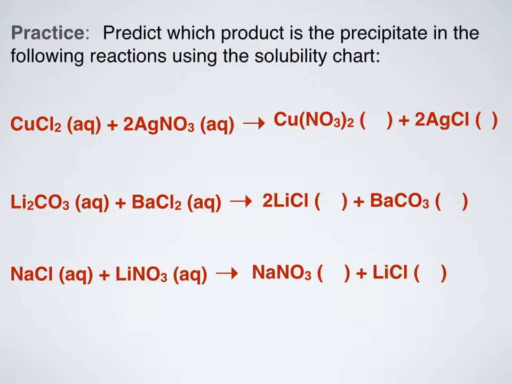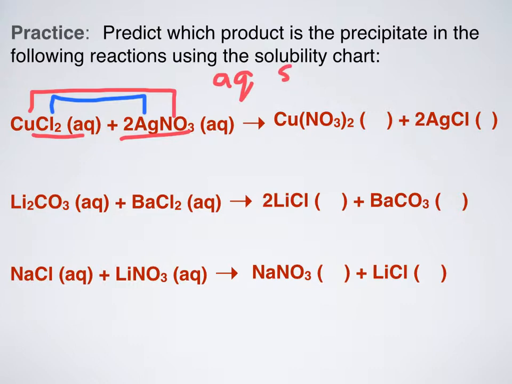We have copper 2 chloride mixing with silver nitrate, and these are our products. And so where did we get these products from? Well, remember, we can predict the products of reactions. So this is where our products came from. Now, I need to know whether the products are soluble or insoluble in water. So inside of those parentheses, I'm either going to be writing down an AQ or an S, depending on what my solubility chart says. So take a look at your solubility chart.